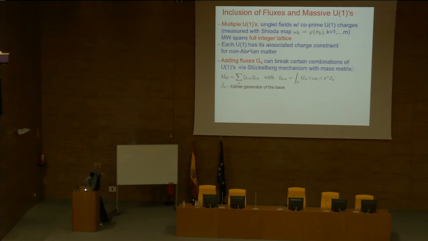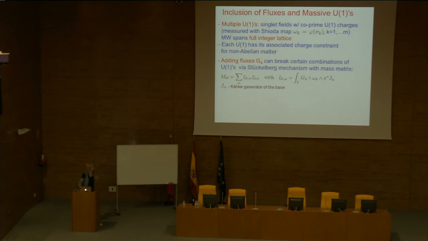Now, when we add fluxes, these fluxes would break specific combinations of U1s via the Stueckelberg mechanism and make them massive. So the mass matrix is a bilinear combination of Fayet-Iliopoulos vectors that are determined by the presence of quantized G4 fluxes. Now, massless linear combinations could still be there. Namely, they would be combinations of the original Shioda divisors that sit basically in the kernel of this mass matrix.